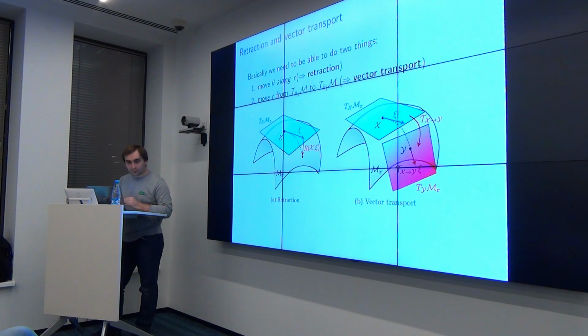I still didn't understand how this transportation works. It's what we want. We haven't defined it yet, because for every manifold you should choose it somehow. And now we will choose it for the orthogonal matrices.